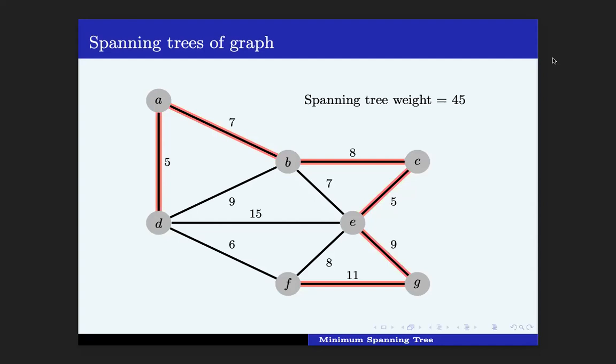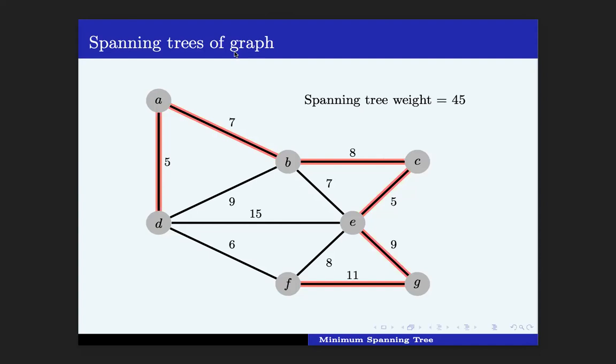Till now, this is the minimum. I mean, among these two, this is the minimum. But in this graph, is this the minimum spanning tree? No, sir. No, sir.